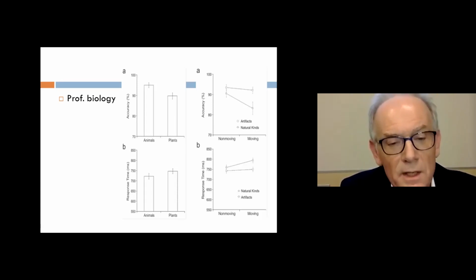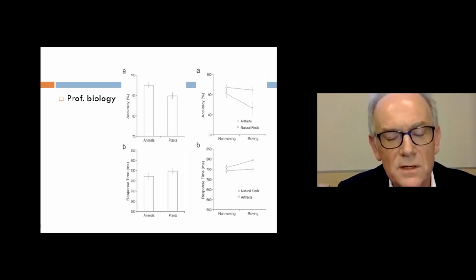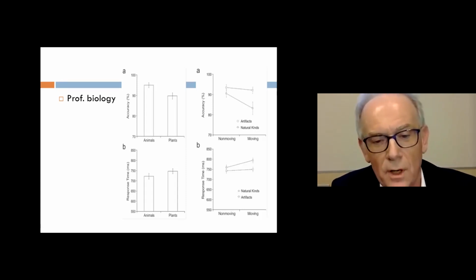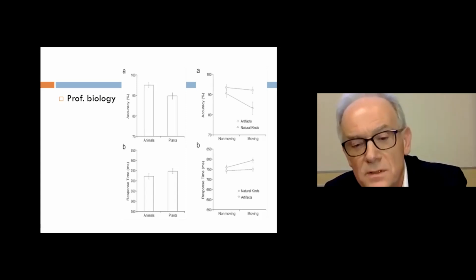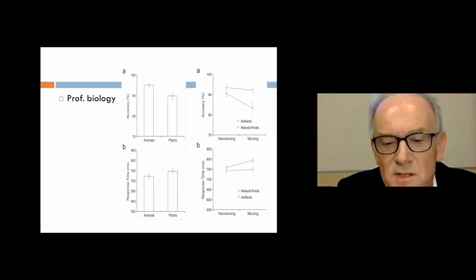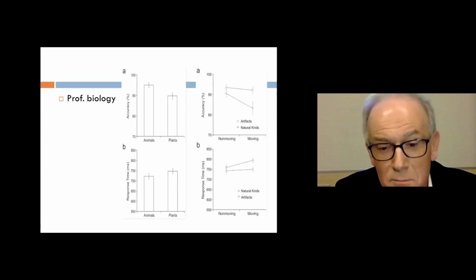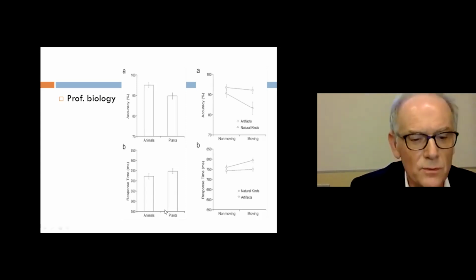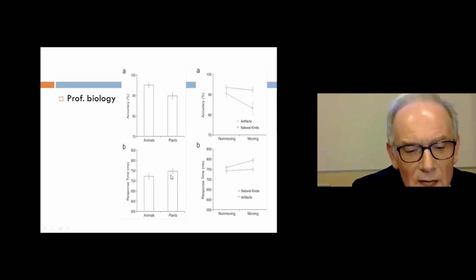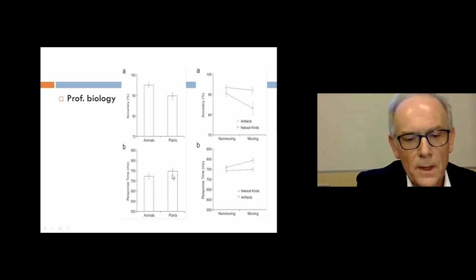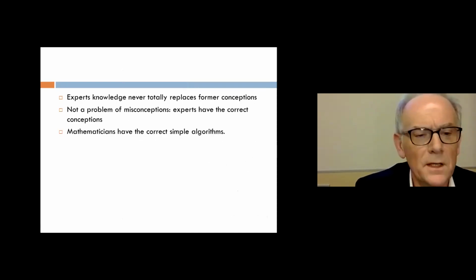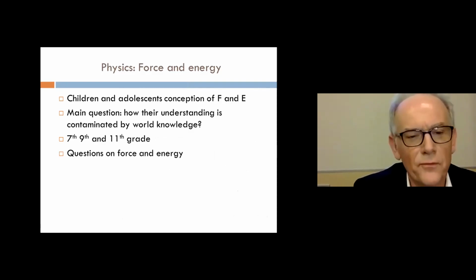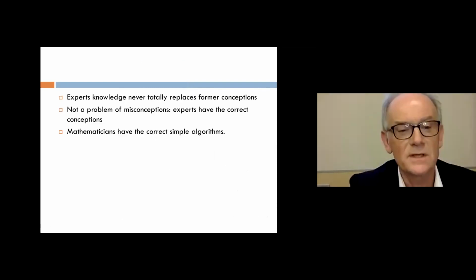So animals are animate, so there are more living things than plants. And artifacts which are moving, they are more associated with animacy, which translates in my experiments in the result that they made more mistakes for moving. And also they took more time to decide that plants were living things, and they took more time to decide that moving objects were not. Okay. I have also things on force and energy showing here, but it's exactly the same story.